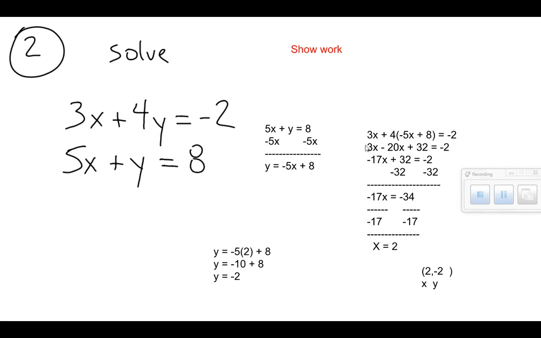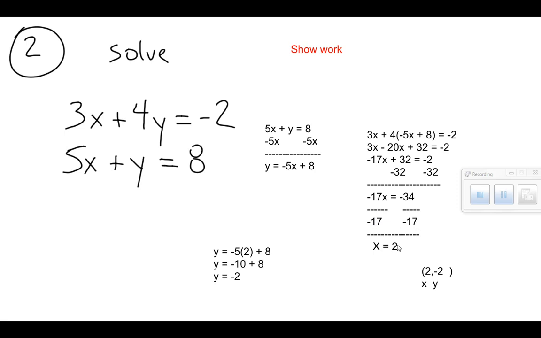So I get that 3x still there in the 4, but where that y used to be is that piece that I substitute and put right there. So I need to distribute that 4 times negative 5, 4 times 8. That gives me 3x minus 20x plus 32 equals negative 2. 3x minus 20x gives me negative 17x plus 32. Subtract 32 on both sides gives me negative 17x equals negative 34. Divide both sides by negative 17, and that gives me positive 2.